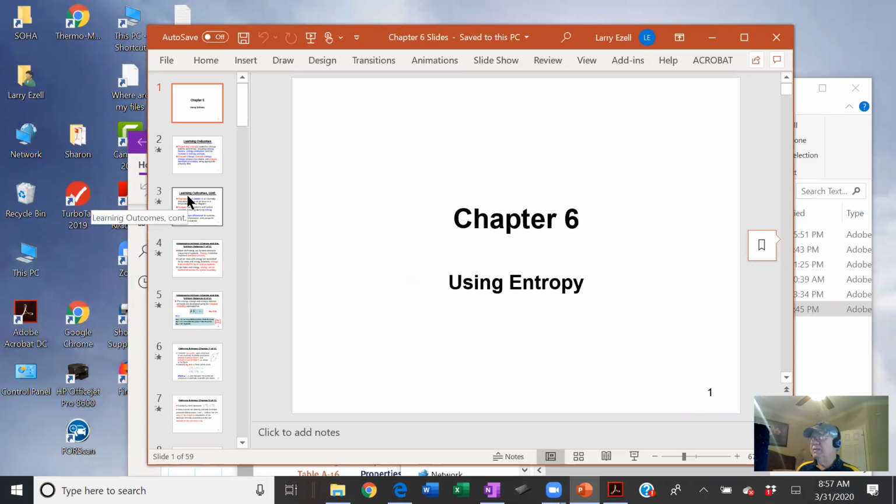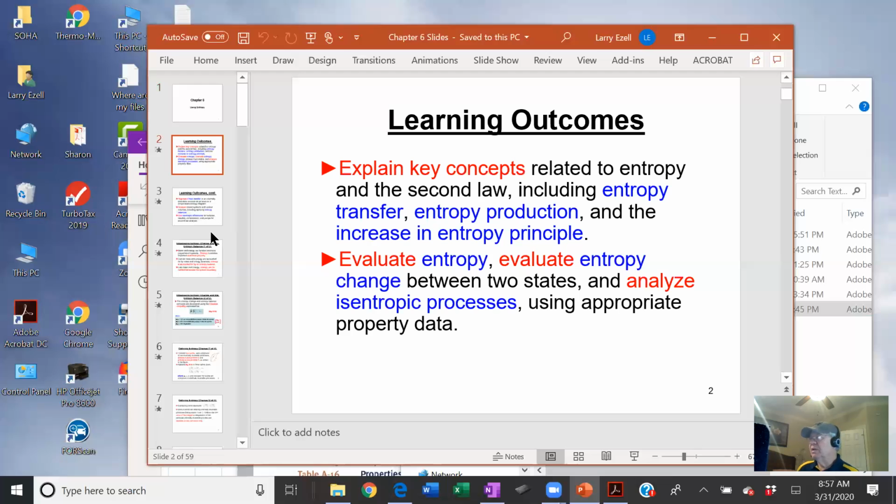Entropy. Entropy is a property. It's a little bit different from the others. To summarize entropy, like I said, is a property like enthalpy and internal energy, some of these other things. But the thing about entropy is it's closely associated with heat transfer, and it is a key measure of work process efficiency. All right, so here we go. And learning outcomes, of course.